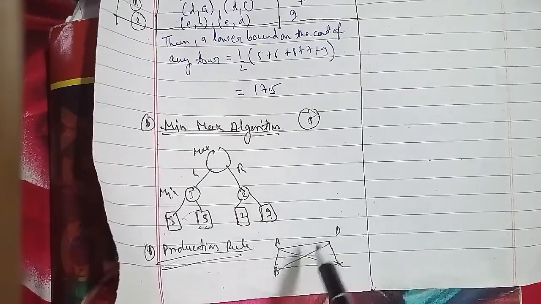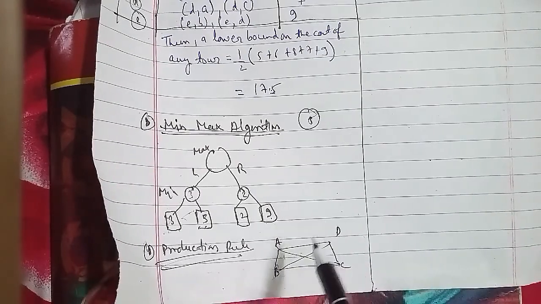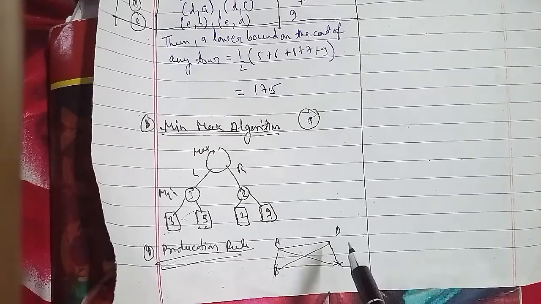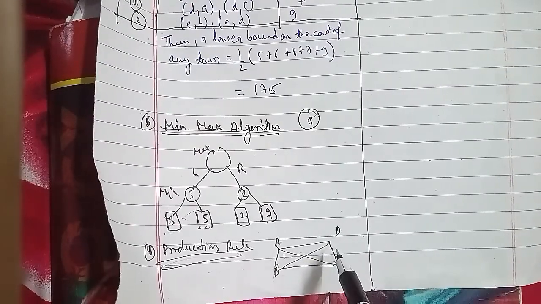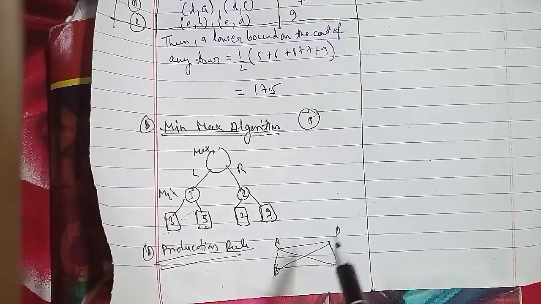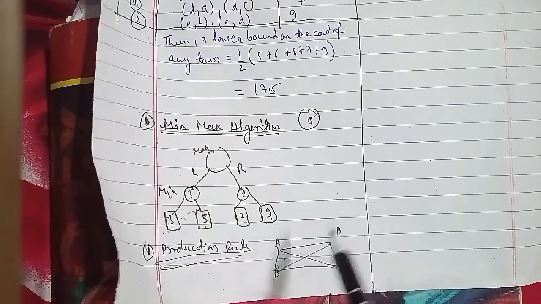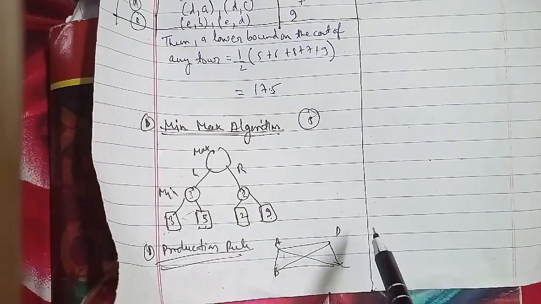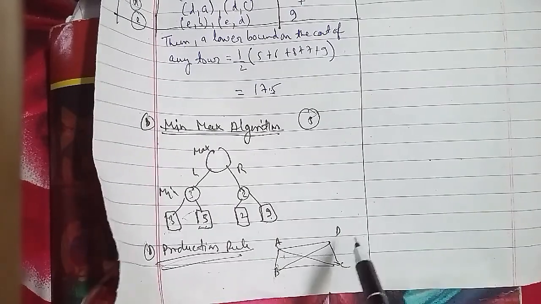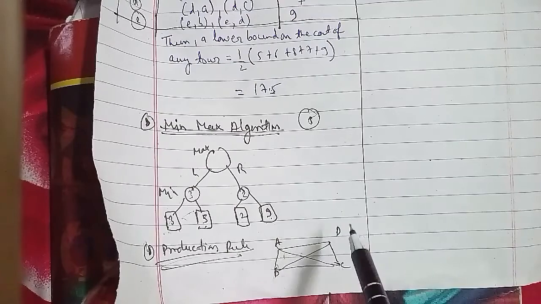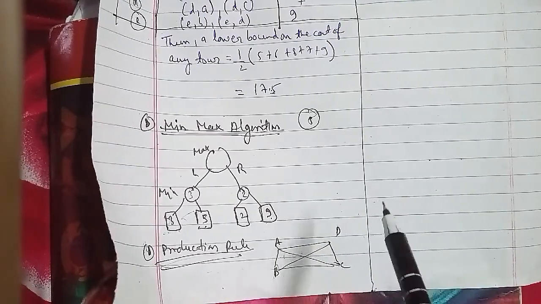If the distance of D from city A is less than the distances of city B and city C, then the salesman will visit city D first. And if the distance of C from city B is less than the distance of city D, then the salesman will visit city C first.